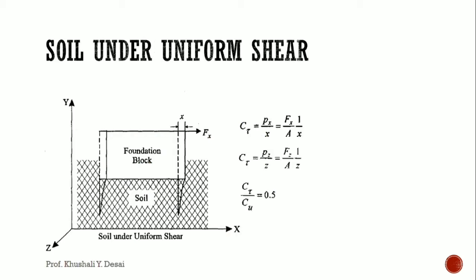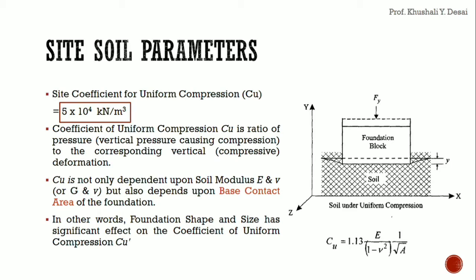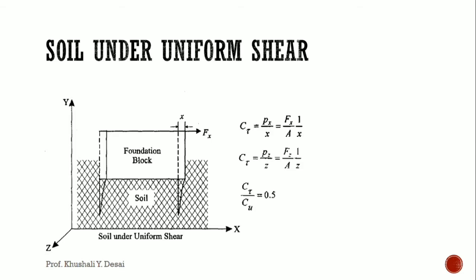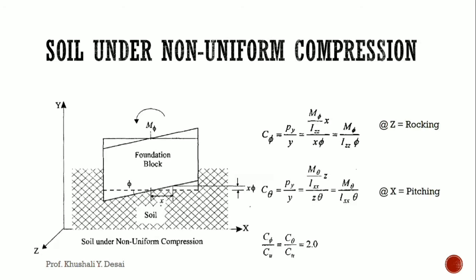Soil under uniform shear. The previous one was for soil under uniform compression. For shear, as you can see, the force Fx is in the direction of x and the corresponding deflection or deformation is x. It is represented as C tau, and the ratio C tau upon Cu is equal to 0.5. So C tau is 0.5 of Cu.